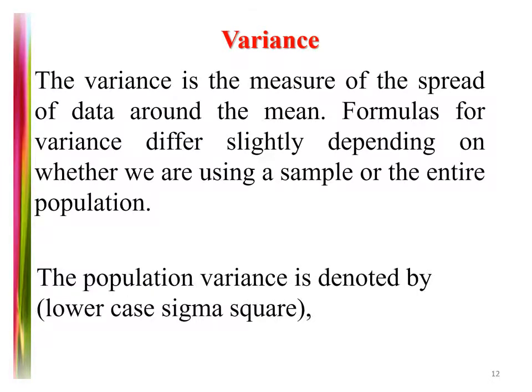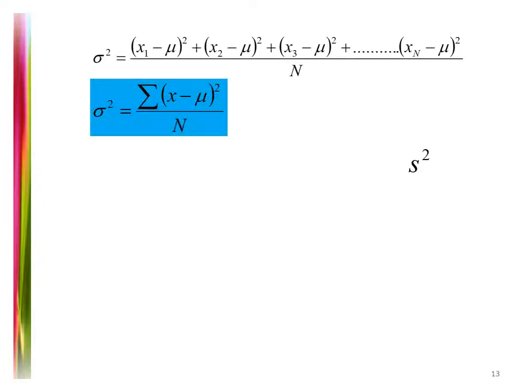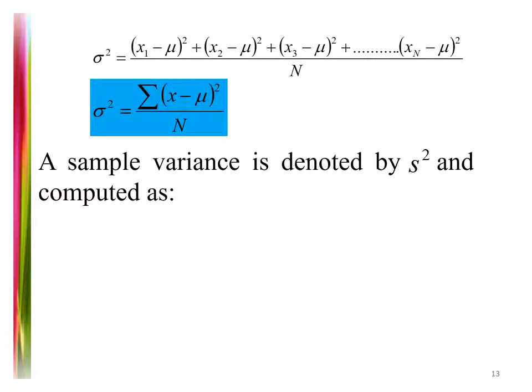All right. So next, variance calculation. Variance is also a very important measure of variation in distribution calculation. The variance is the measure of spread of the data around the mean. The formulas for variance differ slightly depending on whether we are using a sample or the entire population. Usually we have some standard notation. The population variance is denoted as lowercase sigma squared, and sample variance is denoted as s squared.